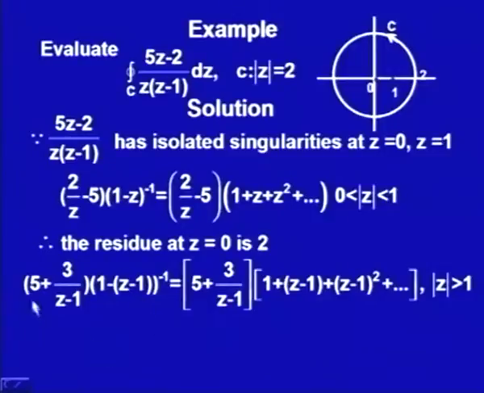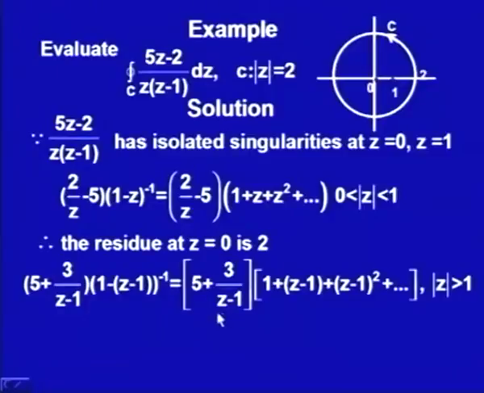So, let us write the Maclaurin's expansion. The first part is as such, 5 plus 3 upon z minus 1. Then the Maclaurin's expansion for 1 minus z minus 1 whole to the power minus 1, where z minus 1 is, let us say, y, would be 1 plus z minus 1 plus z minus 1 whole square and so on. This is valid for mod z greater than 1 and less than 2 actually. For the singularity, we are more interested in the region outside this one, so mod z is greater than 1.